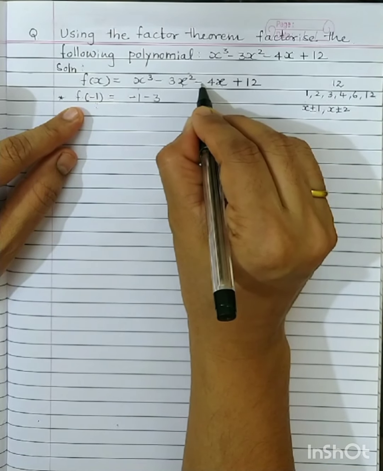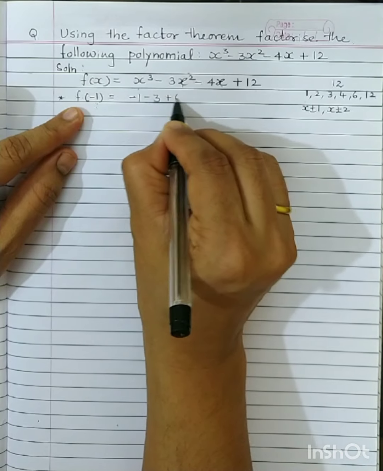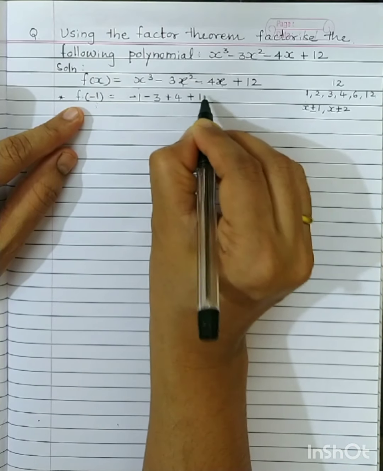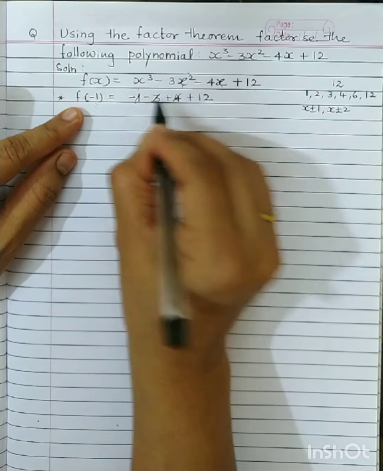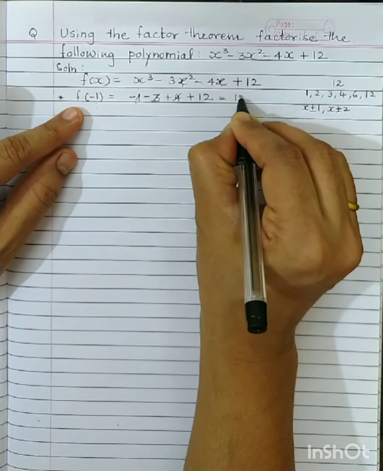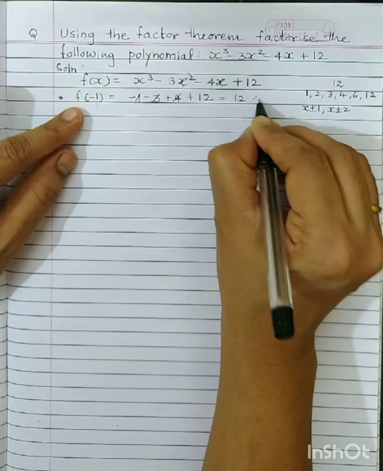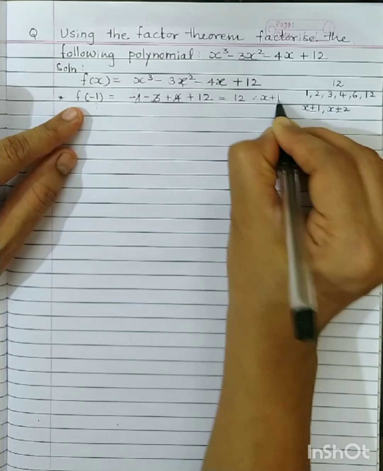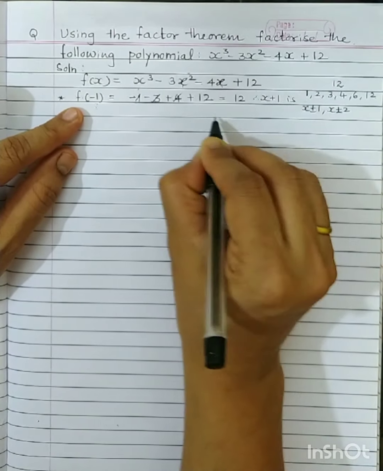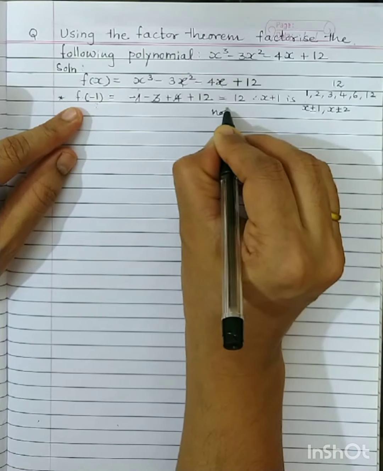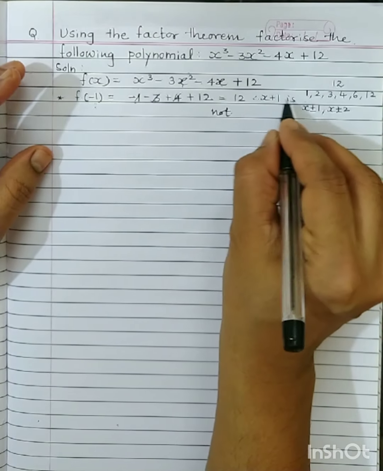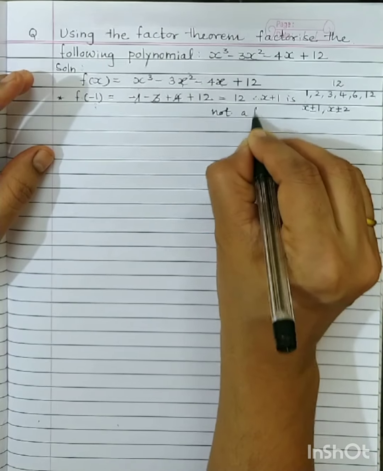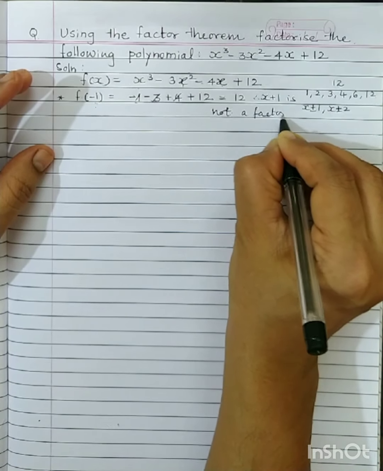Minus 4, that's a minus, will become plus 4, plus 12. Minus 1 minus 3 plus 4, so this will be 0, and this is coming 12. That means x plus 1 is not a factor. This is for your knowledge I am telling, we don't have to mention it actually, but we have to of course try it. At the early stage we have to check x plus 1 is not a factor.